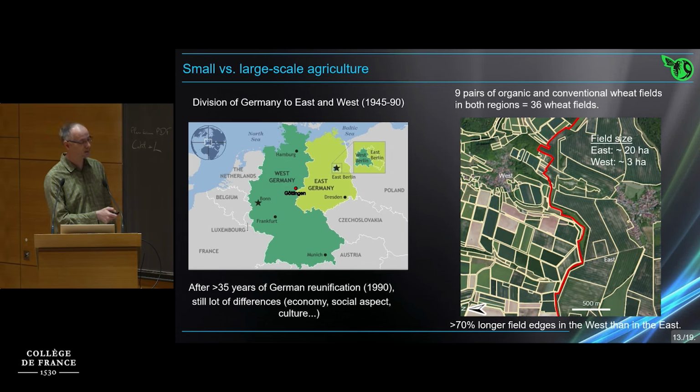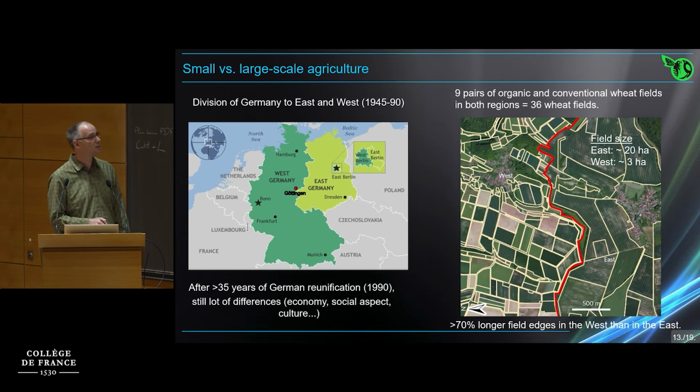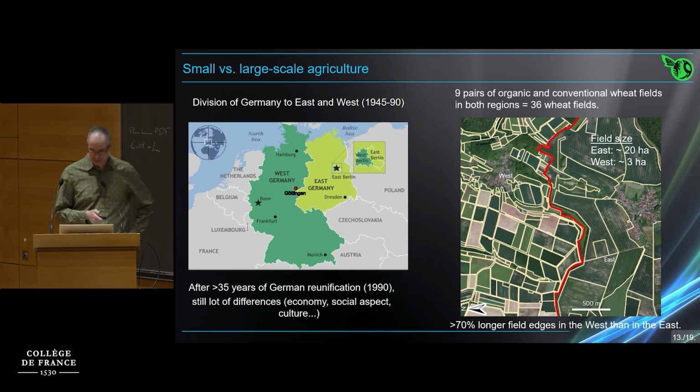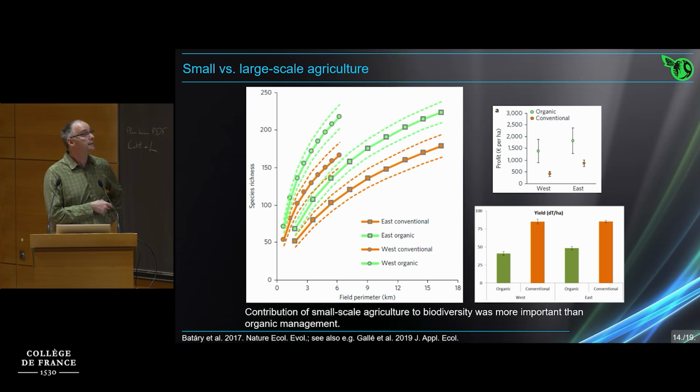In communism, all land was taken from the farmers and large fields were created. There is an order of magnitude of difference still when you cross the former Iron Curtain. So there are many differences, but this is a very obvious one, what you can realize if you open Google Earth or something. And then here I show our main finding.